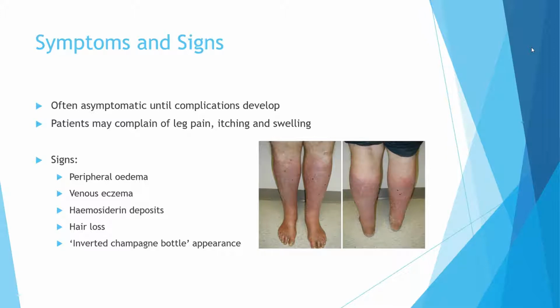The image on the right-hand side of the screen shows this inverted champagne bottle appearance that we discussed earlier, where you have this thin tapering of the ankles compared to the rest of the leg, as all of the fat is broken down. You can see this reddish-purple tinge to the skin as there are hemosiderin deposits in the skin creating this appearance. And you can appreciate on the right-hand side of the image, at the back of the ankle, the skin appears quite dry and cracked. And these are all signs of venous eczema.